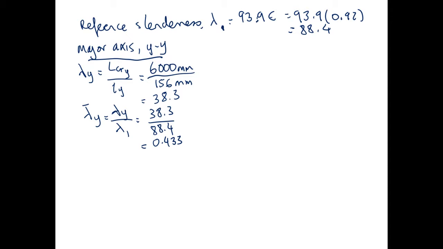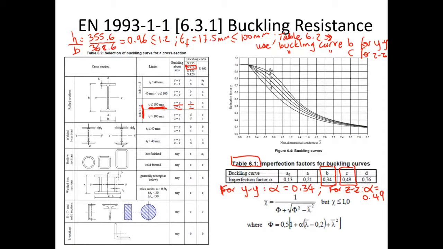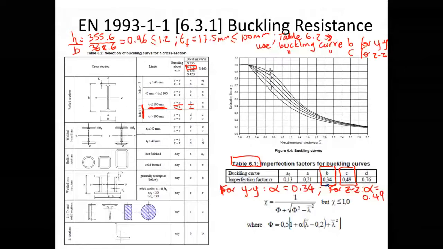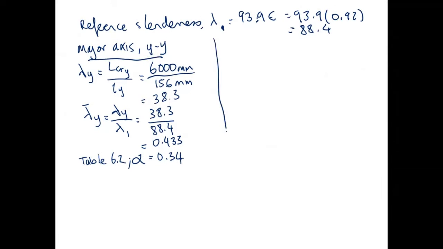Okay, so that's the normalized slenderness value, and we already have from the page before, from table 6.2, the imperfection factor alpha is 0.34. We have that from the previous page. So there it is, 0.34. Okay, so that's the major axis.